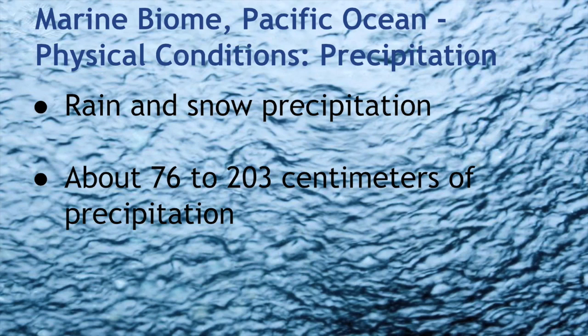The precipitation in the marine biome is basically rain and then snow with some sleet and hail, and you get about 76 to 203 centimeters of precipitation per year.